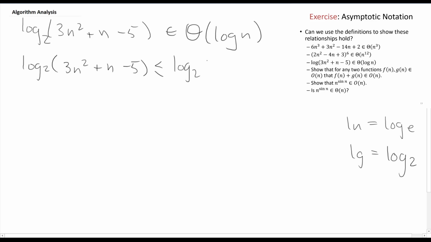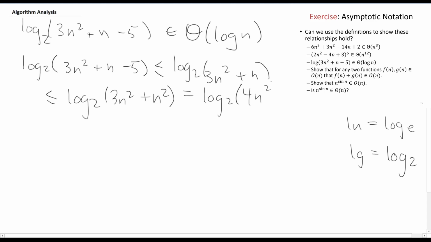We're going to get log base 2 of 3n squared. We've dropped off the minus 5, so we'll still have the plus n. Continuing, again using one of our tools from before, we can make our n larger. So we can say that this is less than or equal to log base 2 of 3n squared, and we'll just promote this n by multiplying it by an n, making it larger and making it n squared. So the whole thing is log base 2 of 4n squared.